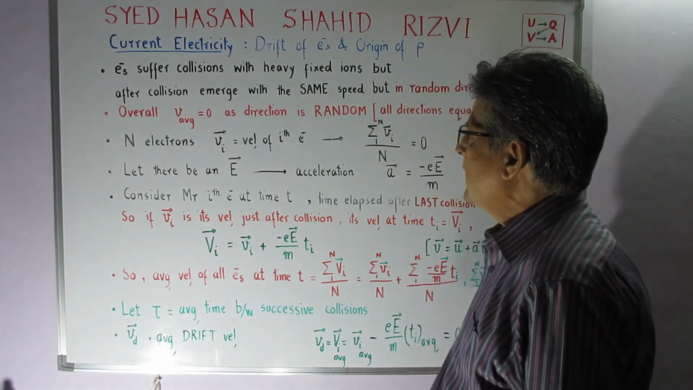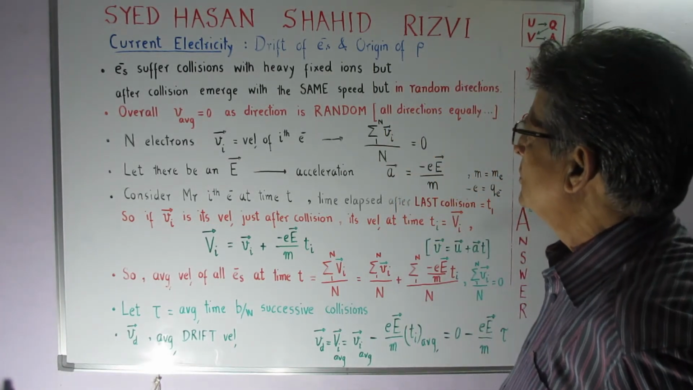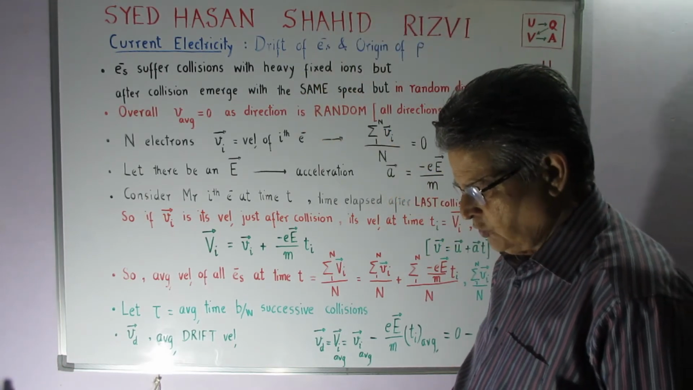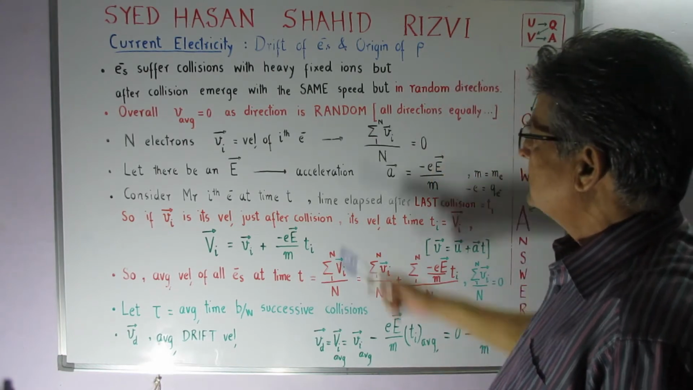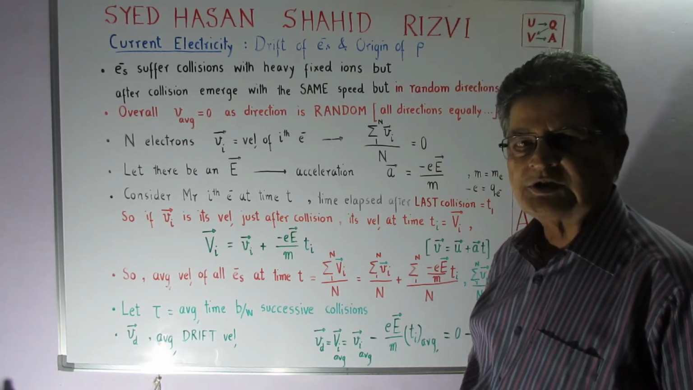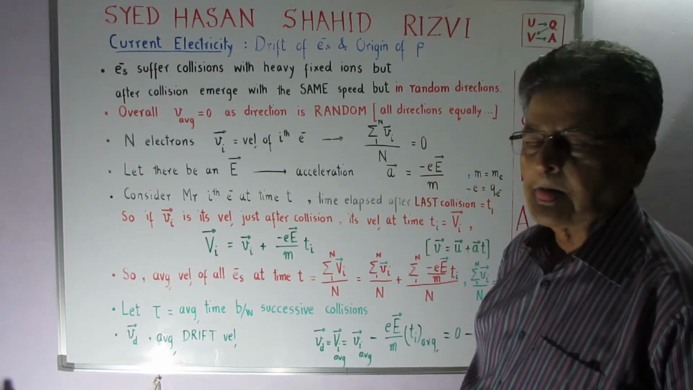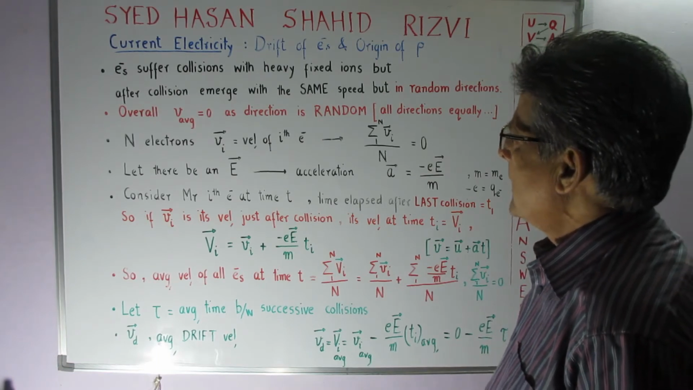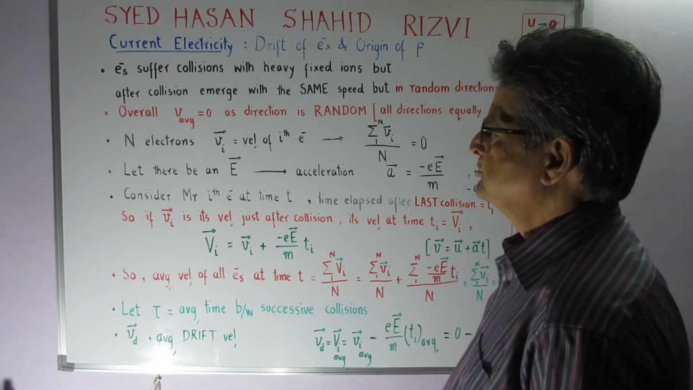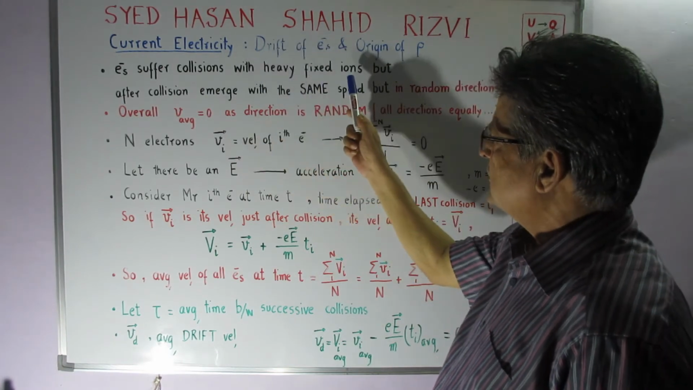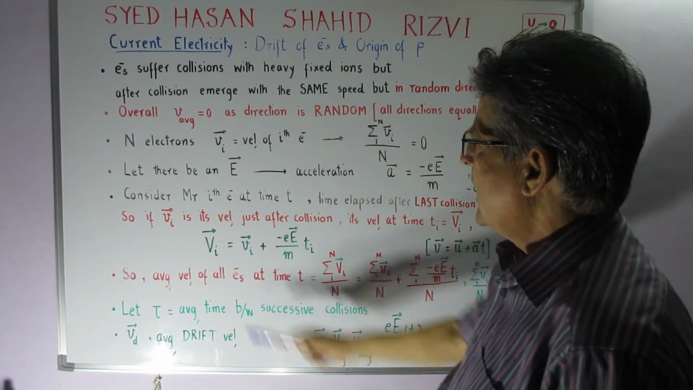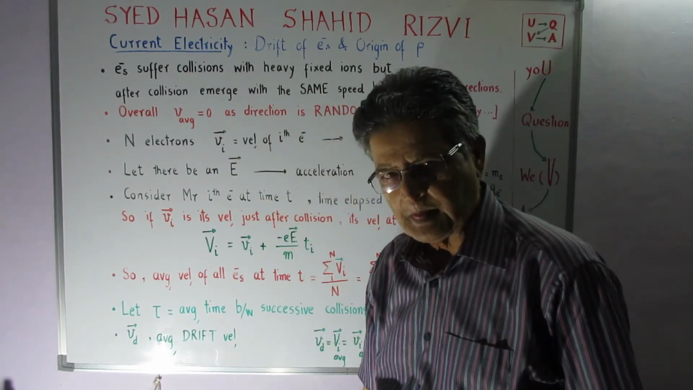That's why I am not going to indulge you in those things, and now we are going to see how the drift of electrons, and the origin of resistivity, conductivity, etc., originates. So please be with me, very attentive. Electrons suffer collisions with heavy fixed ions, but after collision emerge with the same speed.